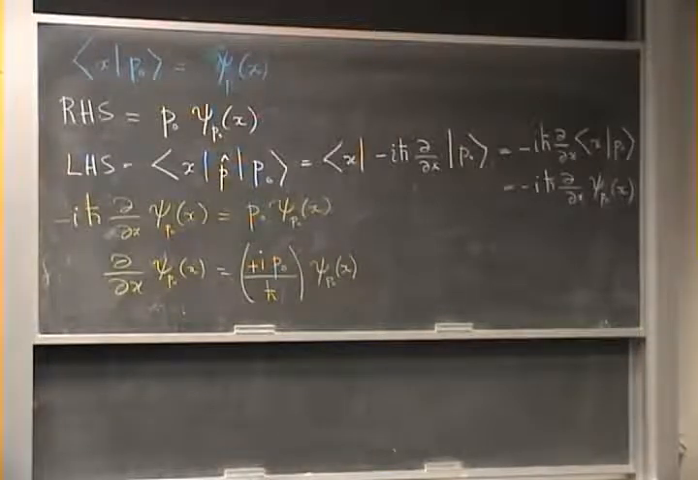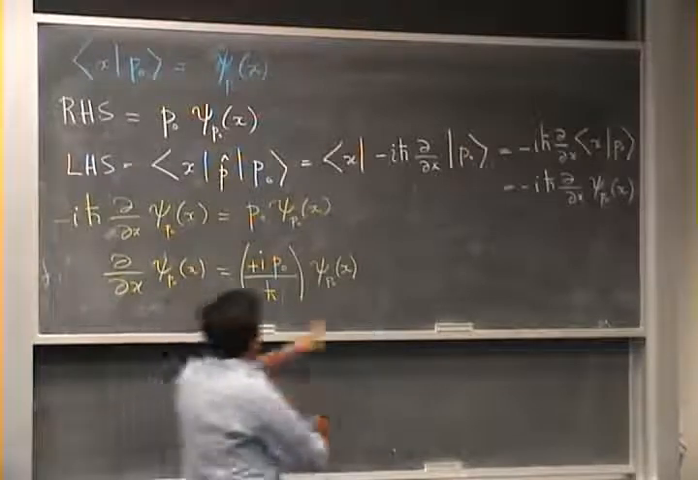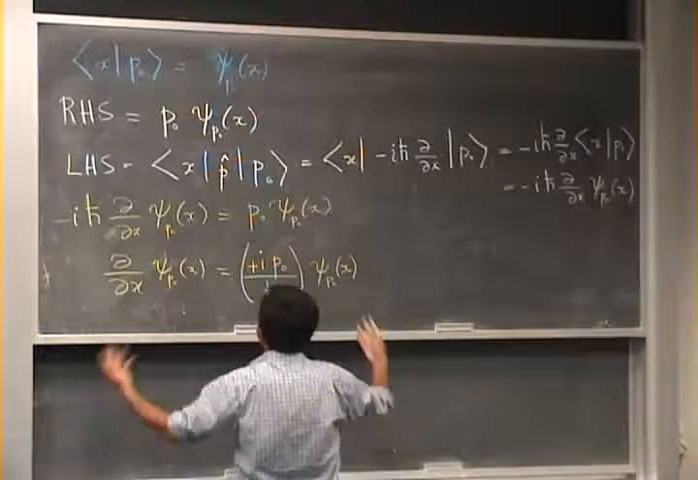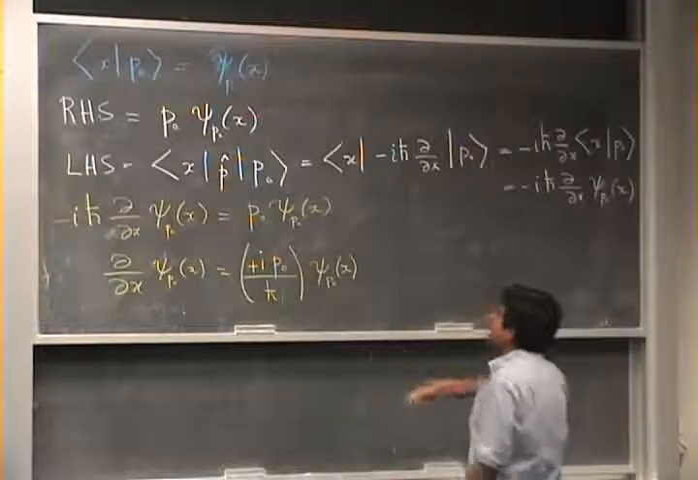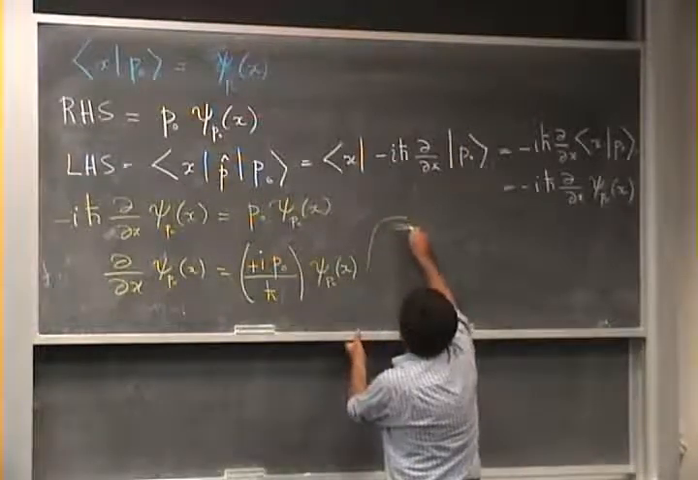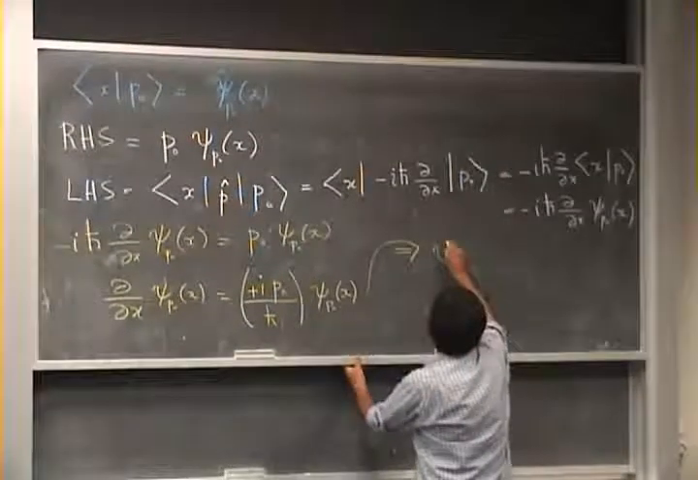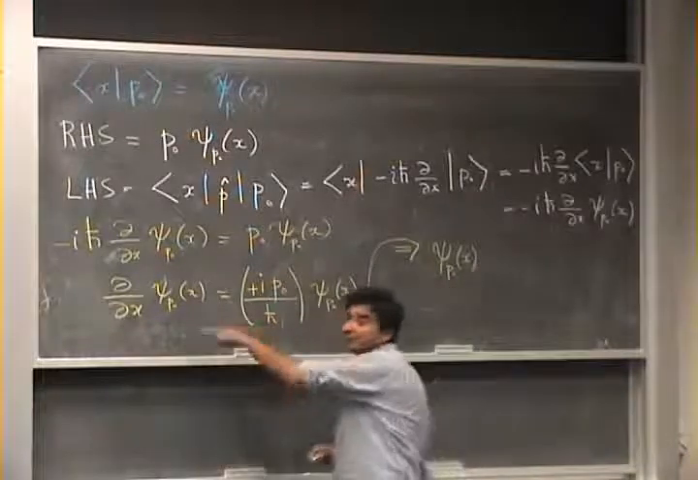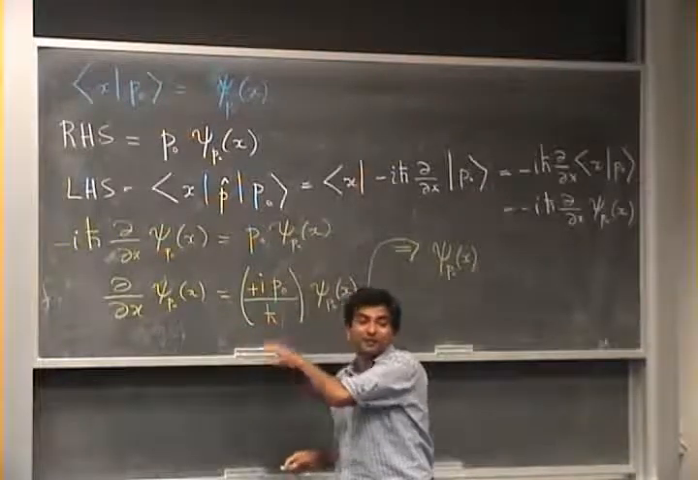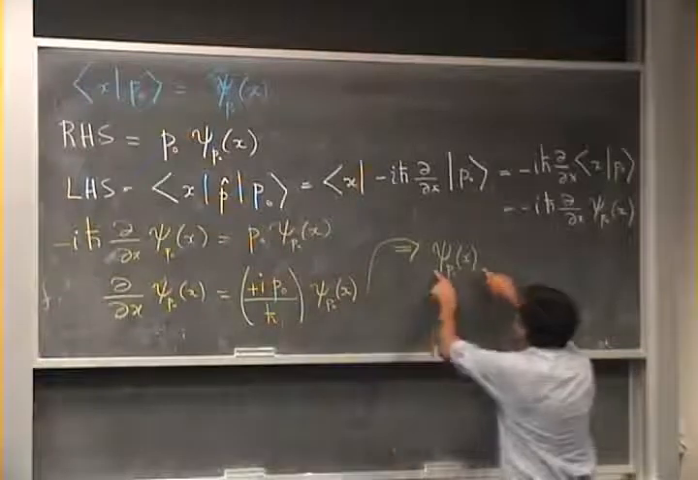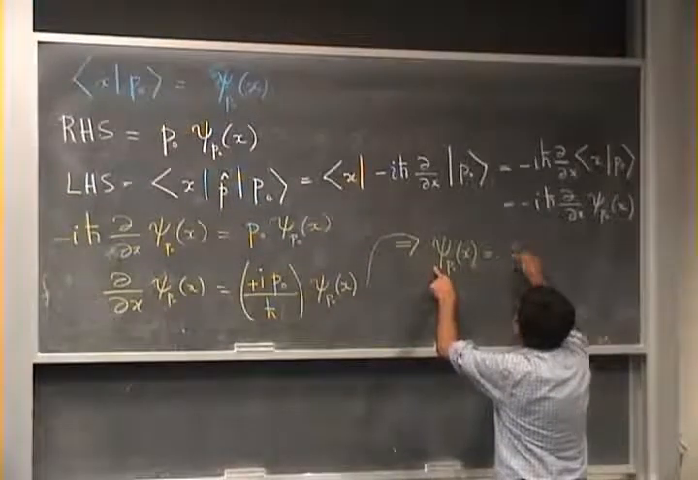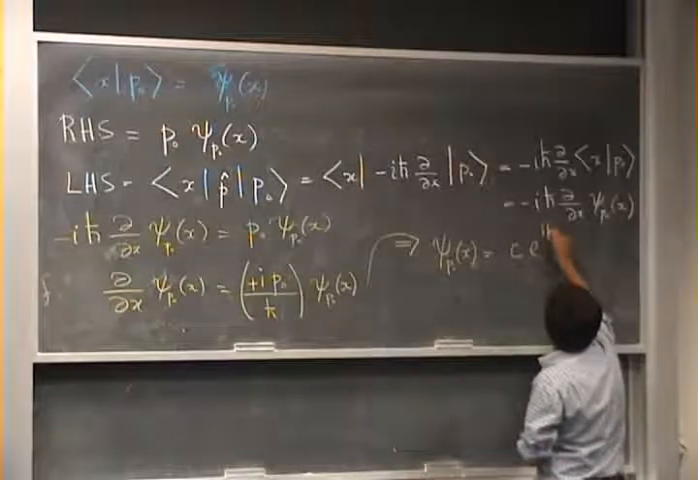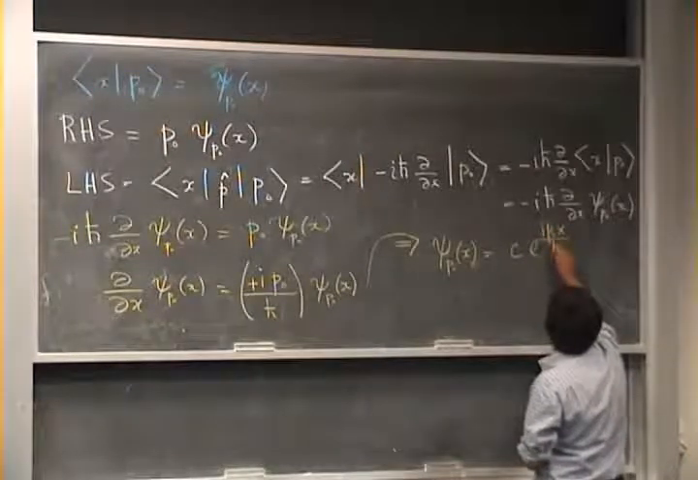And the result is, take this to the other side, and after that integrate both sides, and you get a natural log, which then comes out as the following. The solution turns out as psi p naught of x. You have to solve these differential equations on your own. I'm not going to do this in class. So this wave function turns out as c, some constant, e raised to the power i p naught x over h bar.